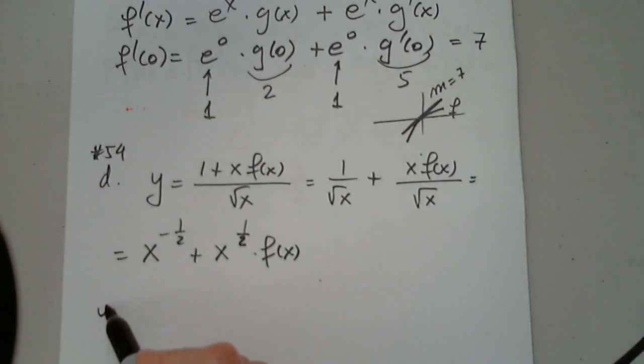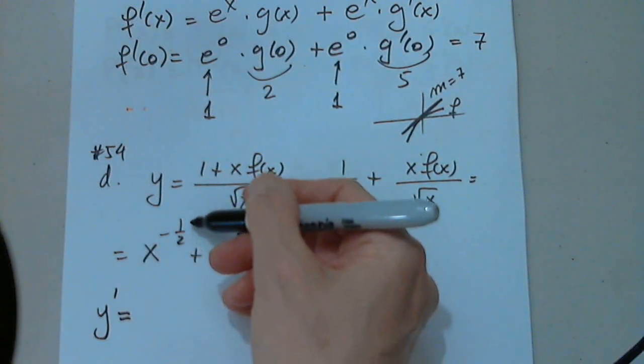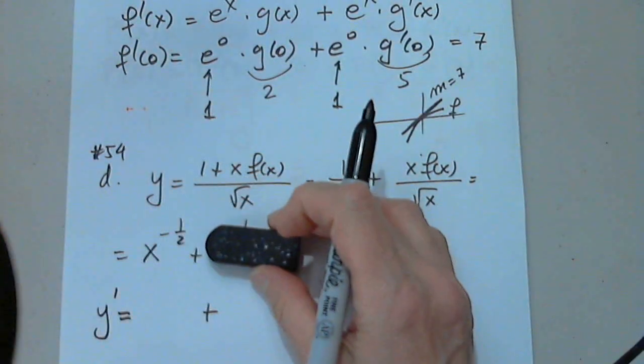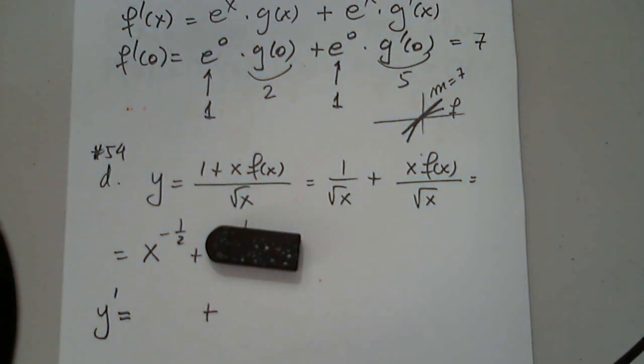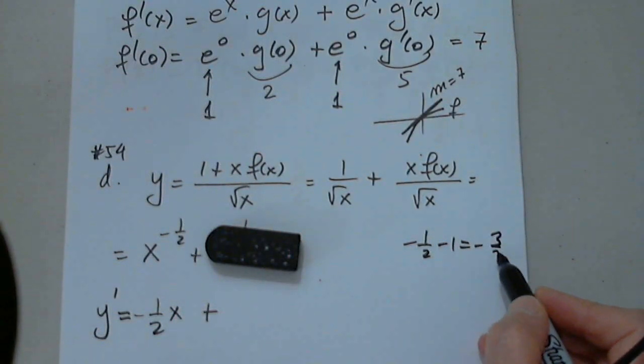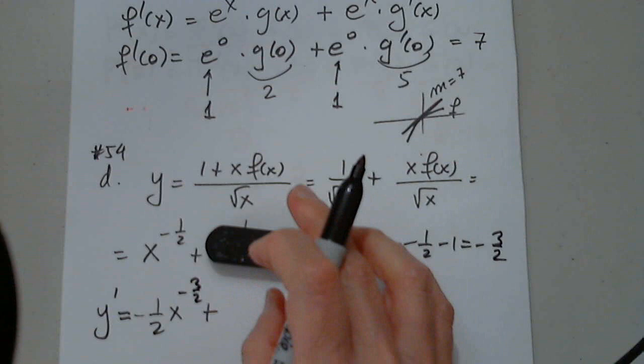And I can find y prime. Can anyone differentiate the first part? Because it's plus. And then we'll discuss the second part in a minute. Can anyone differentiate the first part? -1/2 x to the -3/2. Yes, -1/2 minus 1 is -3/2. Perfect, awesome, thank you very much.